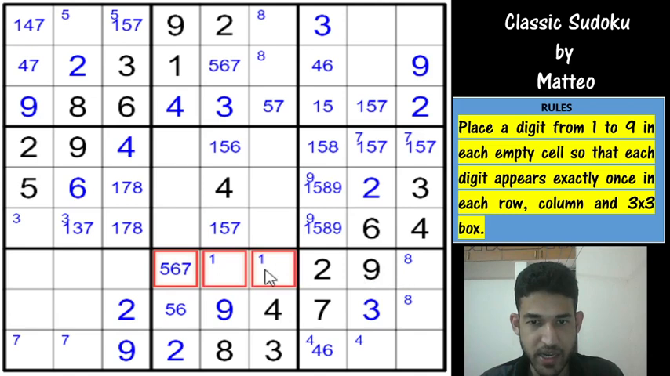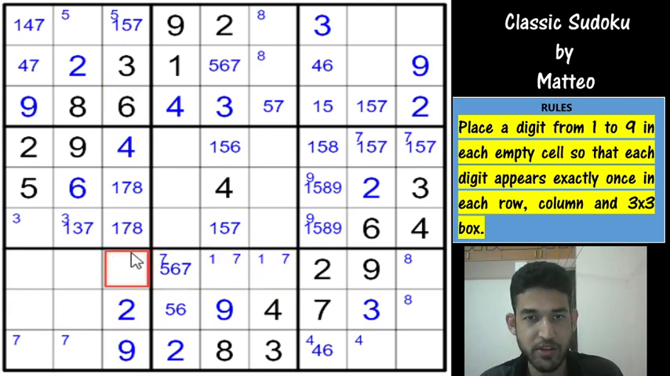Is that helping us in any way? 1 and 7 cannot go here, so let us try to look at this cell. It can't be 3 4 6 2 and 9 and 1 and 7, because 1 and 7, I'll just make a corner pencil mark, right? 7 is also in these three cells, so this cell can't be 3 4 6 2 9 and 1 and 7, so it has to be 5 and 8.